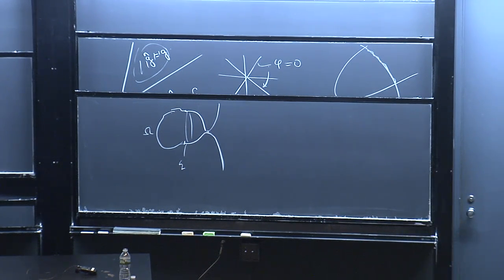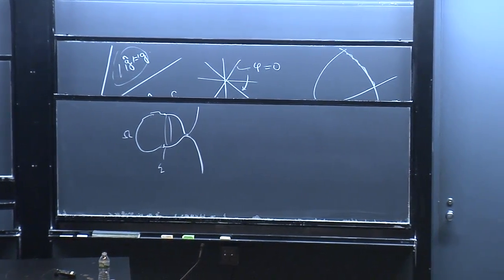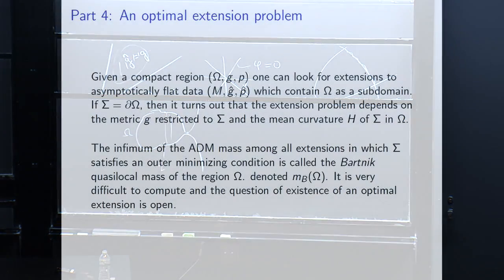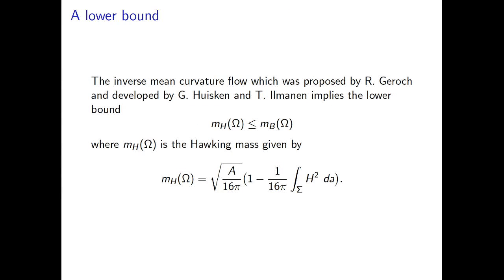Admissible means that, so one definition of admissible, it's actually not clear what the right definition of admissible is, but one definition is that you require the boundary surface sigma to be outer minimizing. And then this is a variational problem. So you can look at all asymptotically flat extensions, and you can try to minimize the energy, and that's called the Bartnik mass.